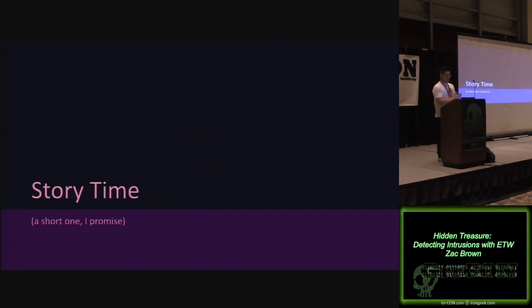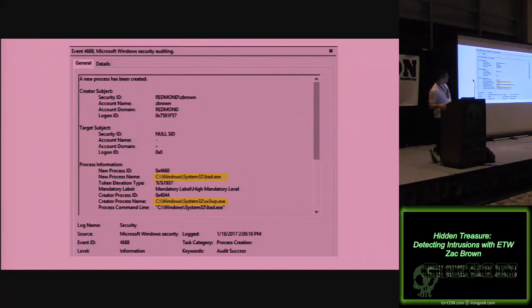So we'll start with a story. It's probably relatively familiar to blue teamers, and it's certainly familiar to red teamers who have caused this problem. It's not going to be very long, but it's going to kind of frame how we think about the rest of the talk. So this is a snapshot of a 4688 event. It's the process start event for those not familiar. That first highlighted line says that bad.exe was executed from system32.